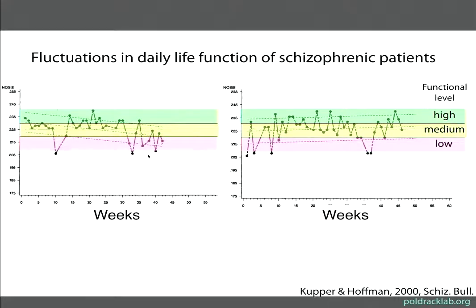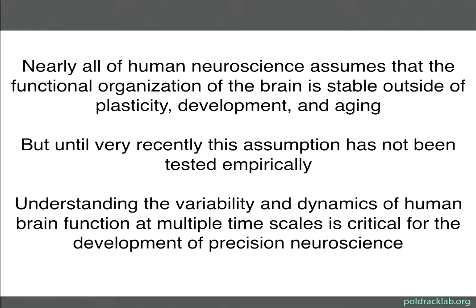So these are huge fluctuations in something that must reflect brain function that we have no way of understanding because basically, neuroscientists have assumed that outside of plasticity, things we learn, or development or aging, human brain function is stable. So if I scan a person, I'm getting a stable measure of how their brain works. That's an assumption, and until recently, we didn't really even have any data to test it.